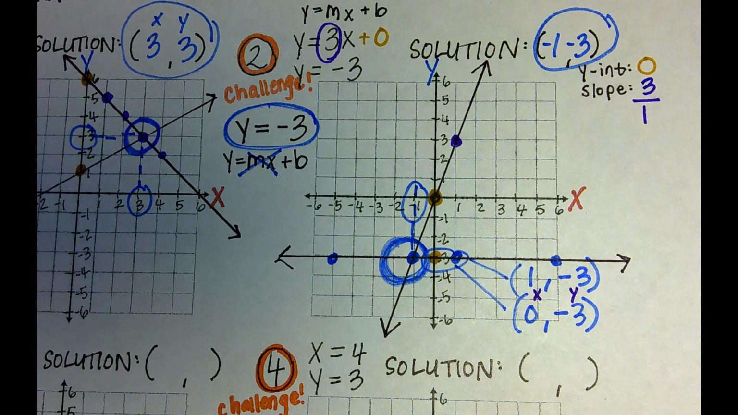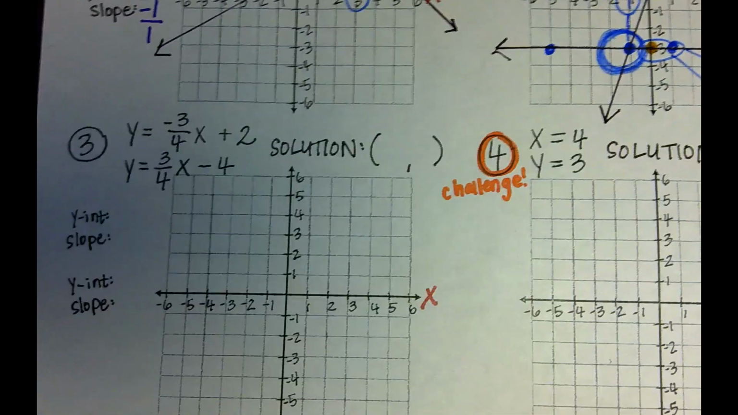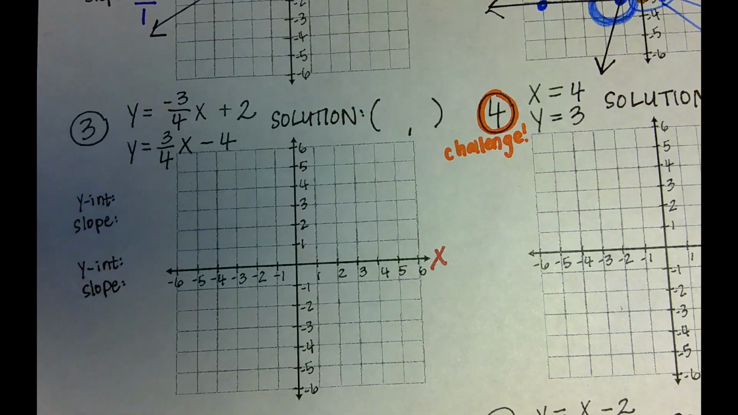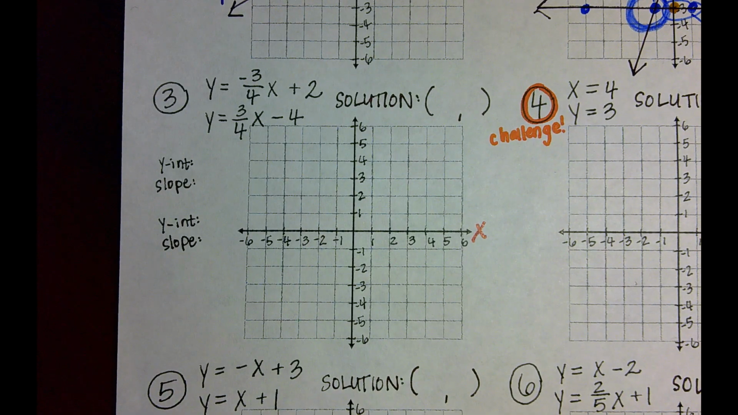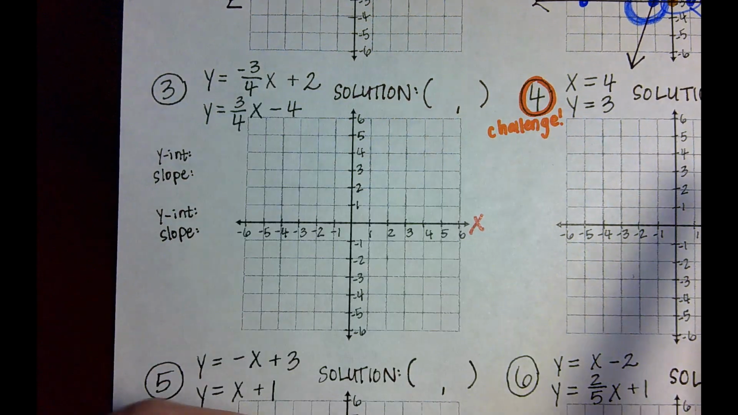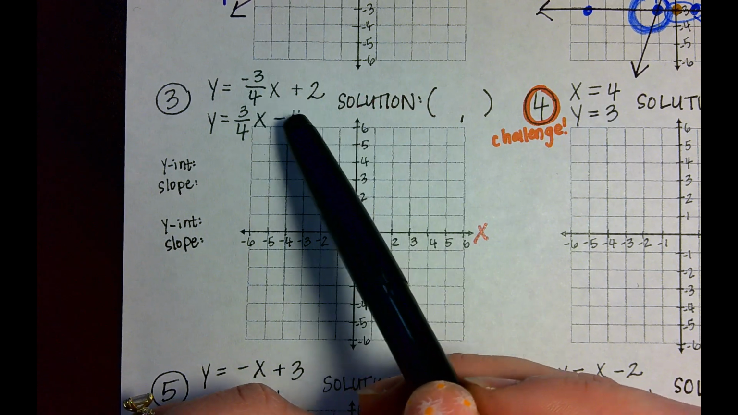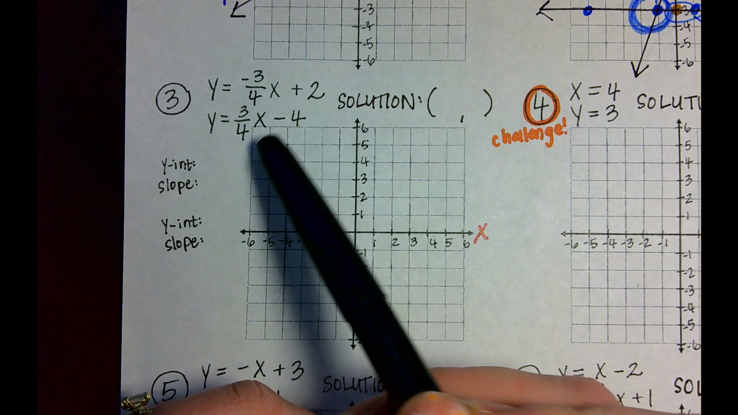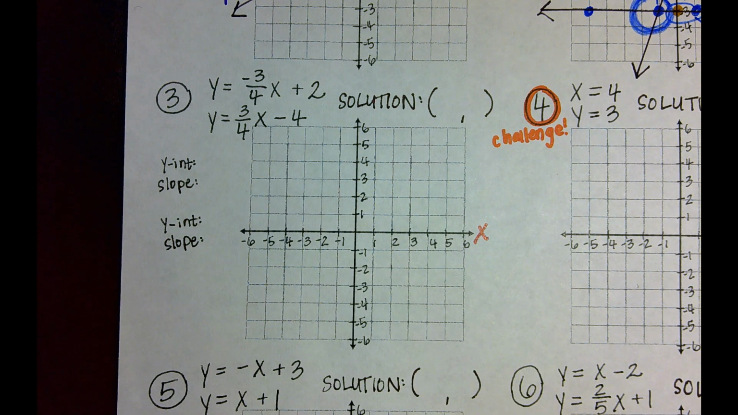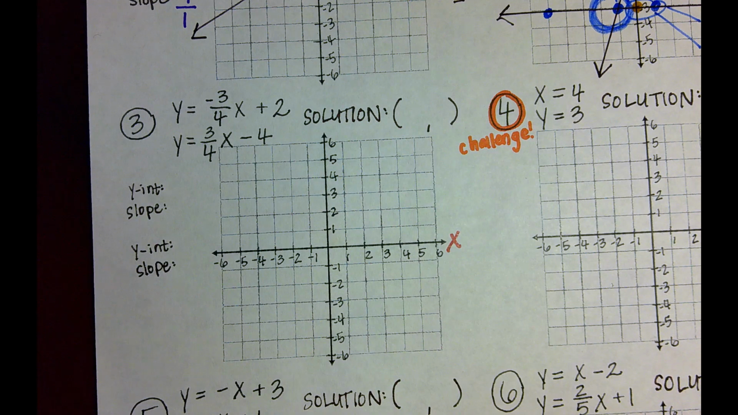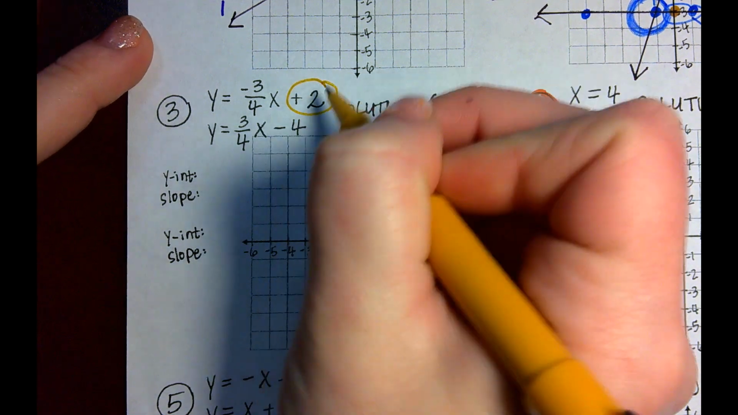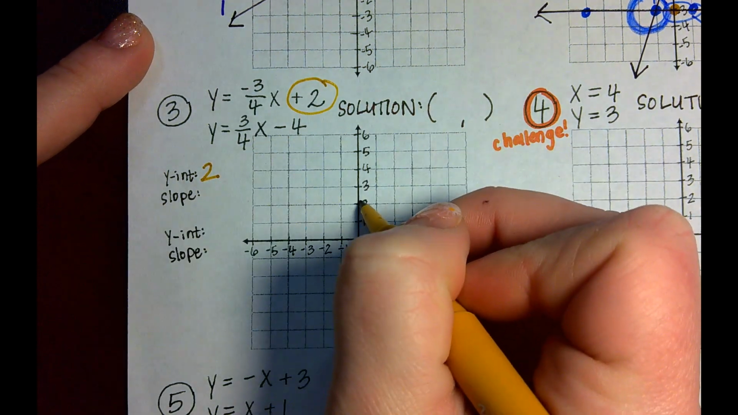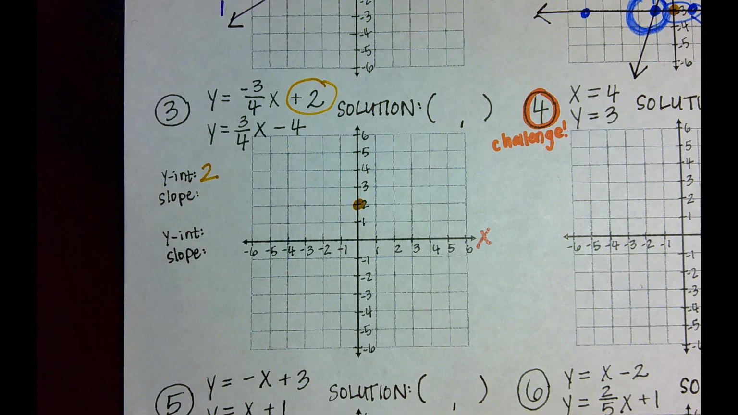Okay, well, let's go to number 3 then. Back to some more normal looking ones. Let me move this actually, my light's being a little bit funny. Okay, so in this problem, I have 2 equations with pretty similar slopes. Y equals -3/4 x plus 2, y equals 3/4 x minus 4. So, who can help me graph my first equation? Your y-intercept is 2. Perfect. I'll go ahead and put a 2 on my y-axis.